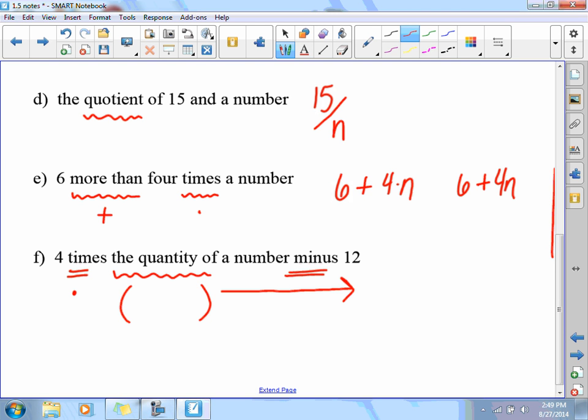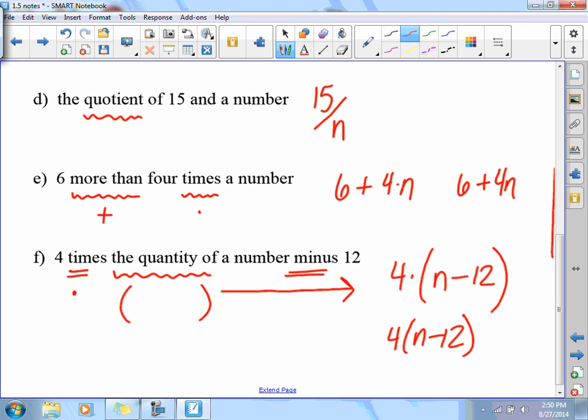So it doesn't say less than. I don't have to worry about order. Okay. But when I start this off, I'm going to go back to the 4 times. So I'll have 4 times, and the quantity is going to go in parentheses, a number minus 12. So a number minus 12. And again, you can leave it like that with the little dot, or you can do 4 parentheses and minus 12. So it looks a little bit more like distribution.